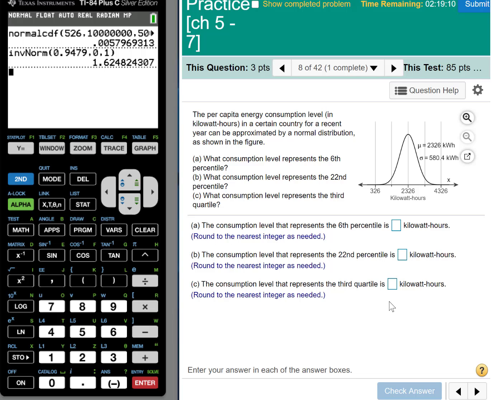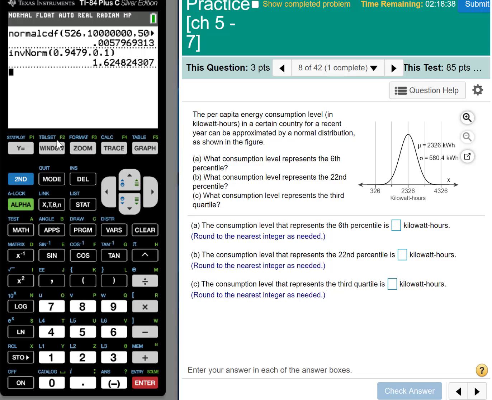The per capita energy consumption level in kilowatt hours in a certain country for a recent year can be approximated by a normal distribution with the mean of 2,326 kilowatt hours and standard deviation of 580.4. What consumption level will represent the 6th percentile? 6th percentile means the area to the left of the value that we are looking for is 6%.